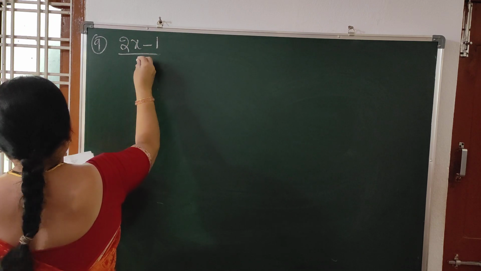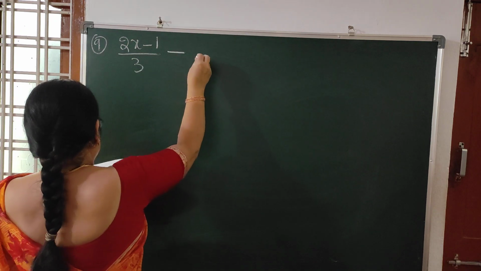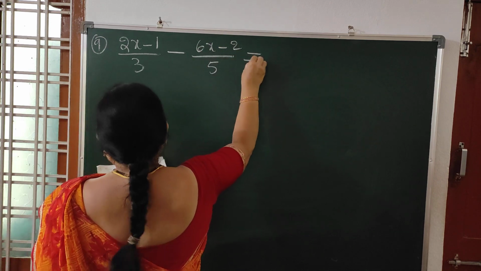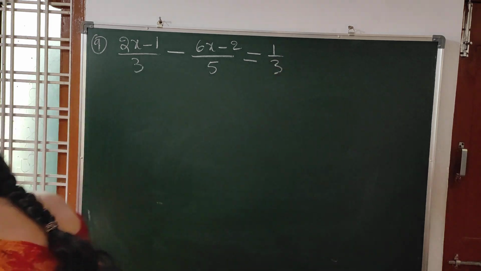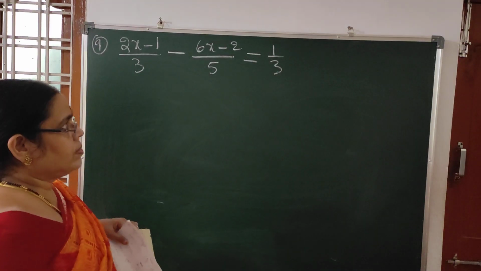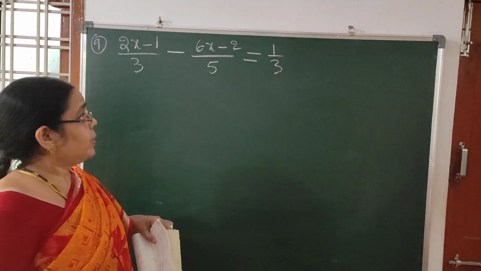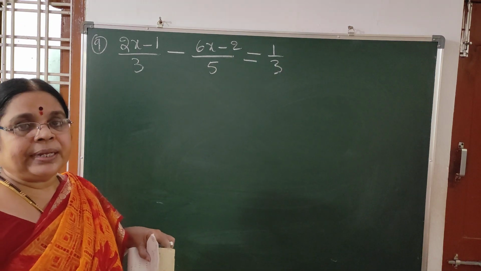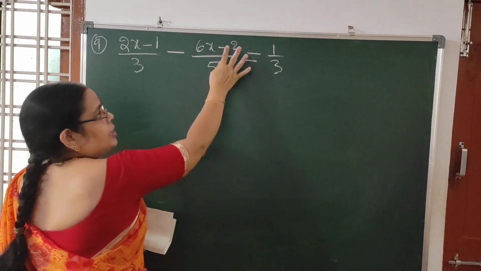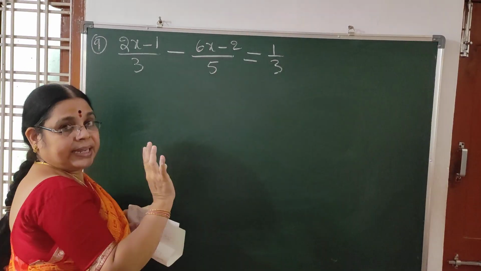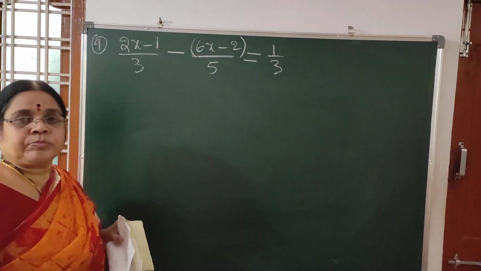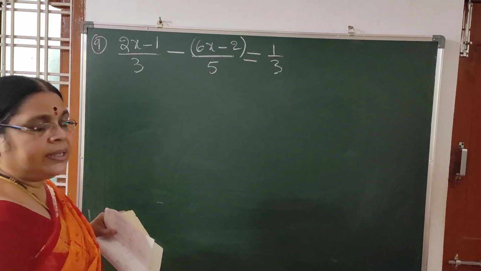(2x minus 1) by 3 minus (6x minus 2) by 5 is equal to 1 by 3. Whenever you have a minus like this, minus (6x minus 2), that means this whole thing should be taken as negative, not only the 6x. So that's why you keep a bracket like this. When you put a bracket like this, you will not make a mistake.